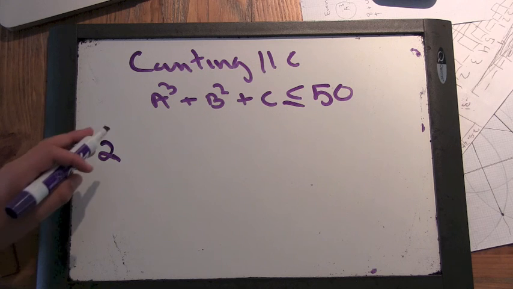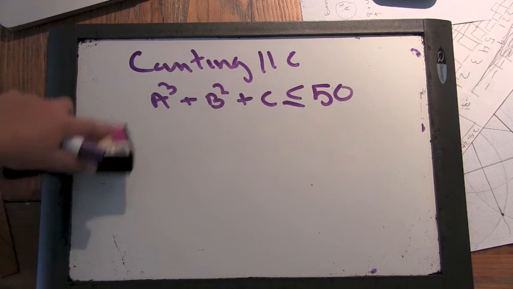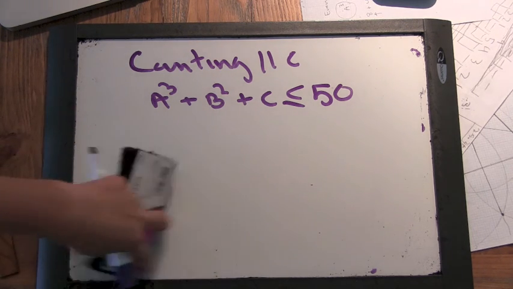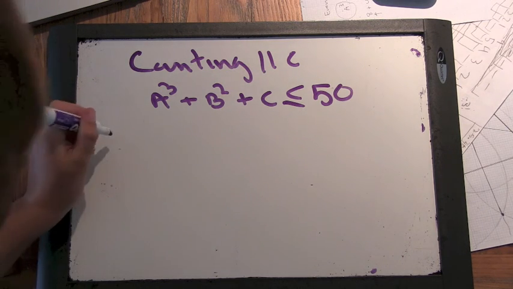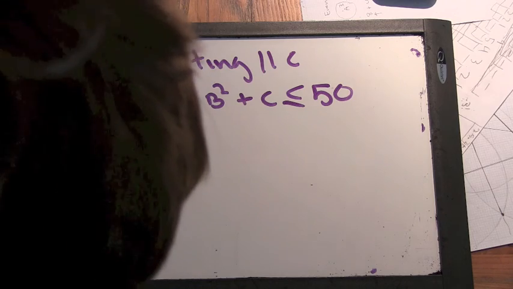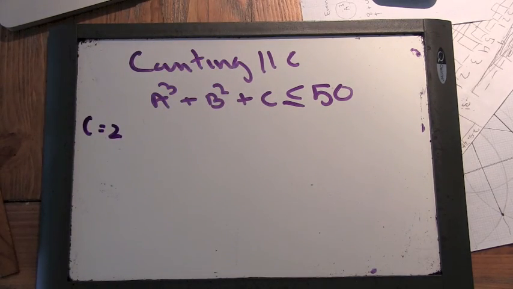Well, why don't we start with what? Because we don't have to look at the A at all, because we know what A is going to be. Okay, so how about we just look at what C is? All right, so C is 2. Then that's a good starting point.